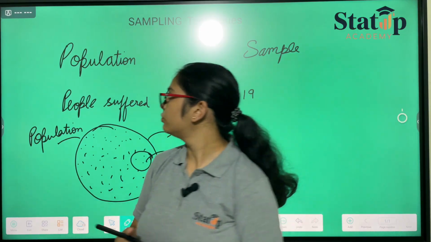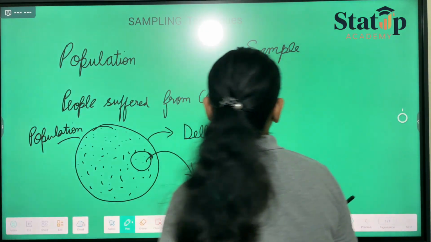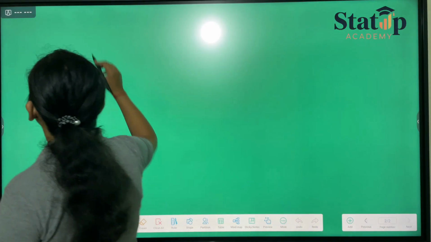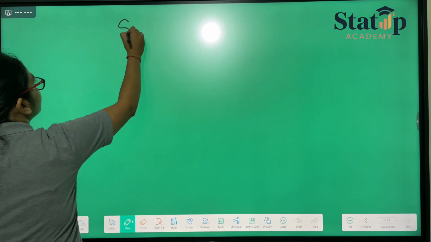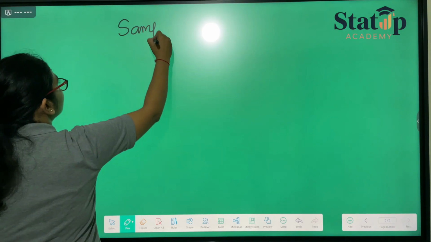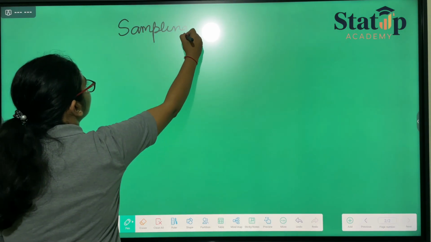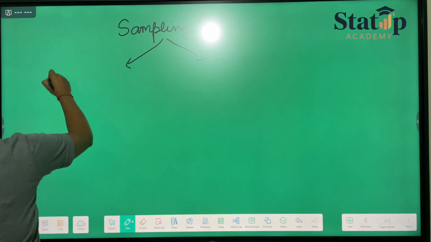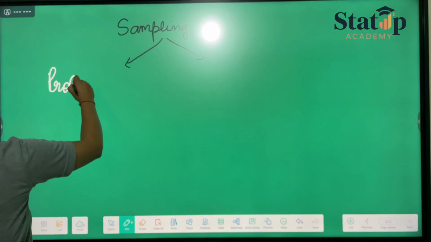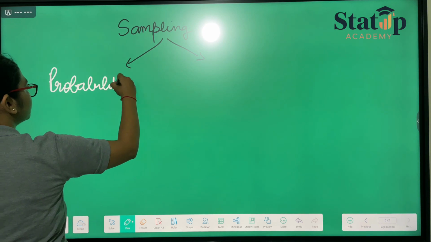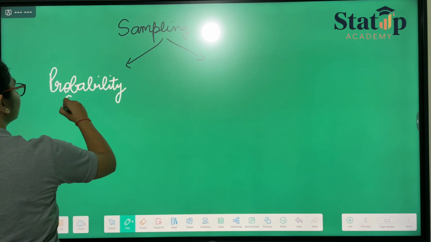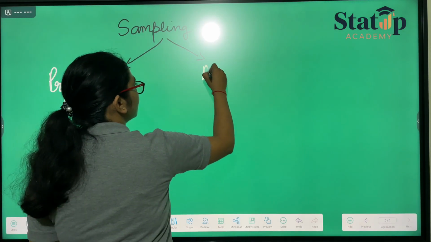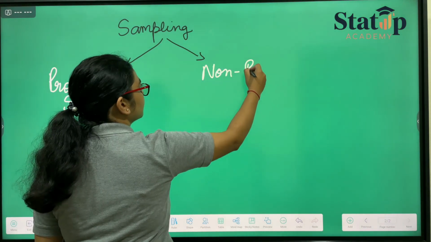So next we'll move forward from what is population and sample. Next, there are two types of sampling: probability sampling and non-probability sampling.